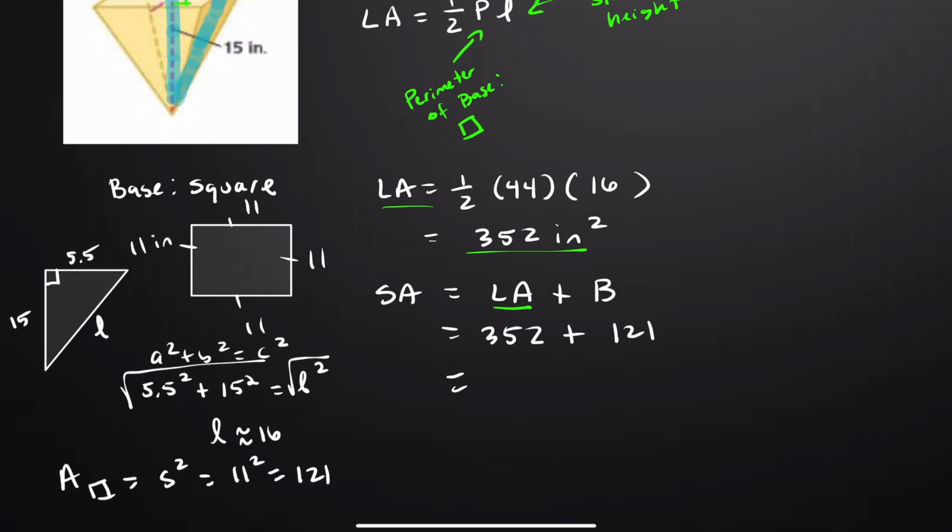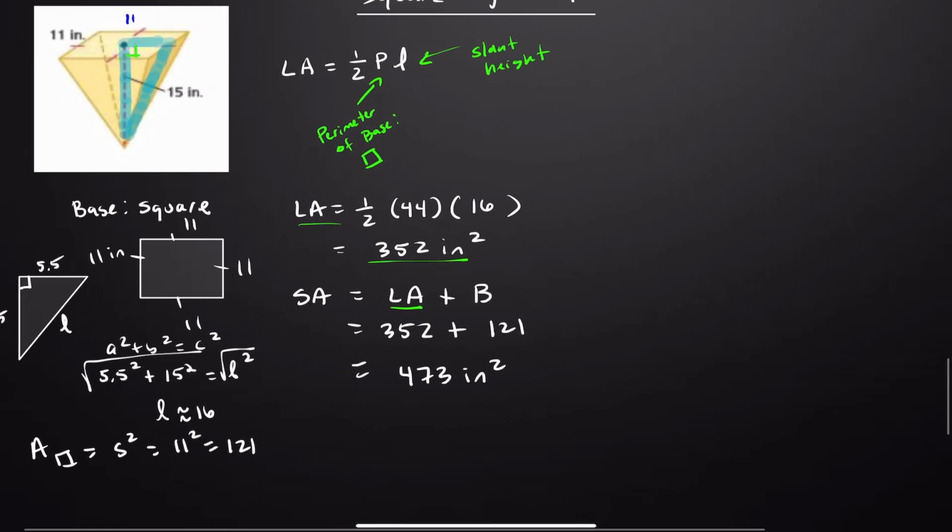The surface area is 473 square inches. And that's your answer for surface area. Then lastly, let's go ahead and find the volume.